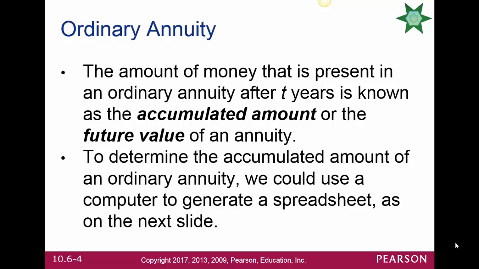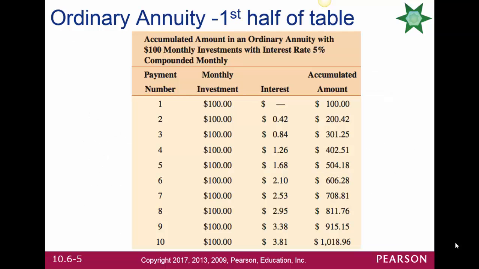To determine the accumulated amount, we could use a computer to generate a spreadsheet as seen on the next slide. And if you purchase an annuity, they will give you a sheet like this. It's kind of like the amortization schedule for a mortgage, but they'll also give you one for an annuity.